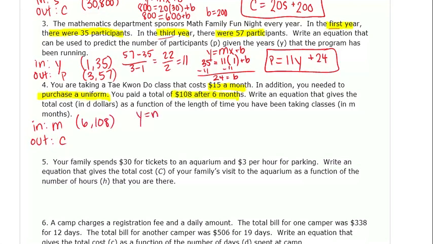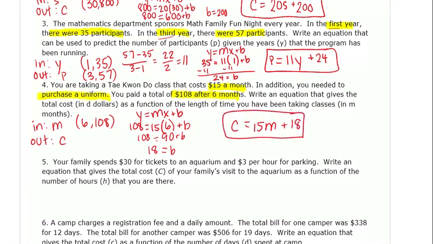Now I can plug my information into y equals mx plus b. My y is 108. My m is 15 for each month. My x is 6. And I add my b. From there, I get that 15 times 6 is 90. And when I subtract that 90 from both sides, I get that b equals 18. So now my final equation, the output is C. So C equals the $15 for each month plus the uniform, which we just figured out was 18.